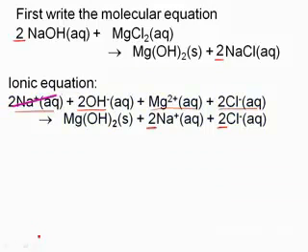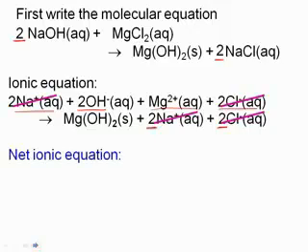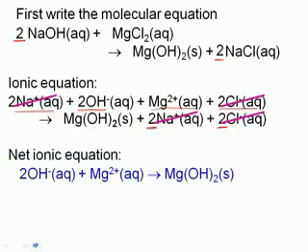Now we're going to cancel our spectators. And what's left gives us our net ionic equation. Essentially, combining these things together is producing magnesium hydroxide. That is the chemical reaction.